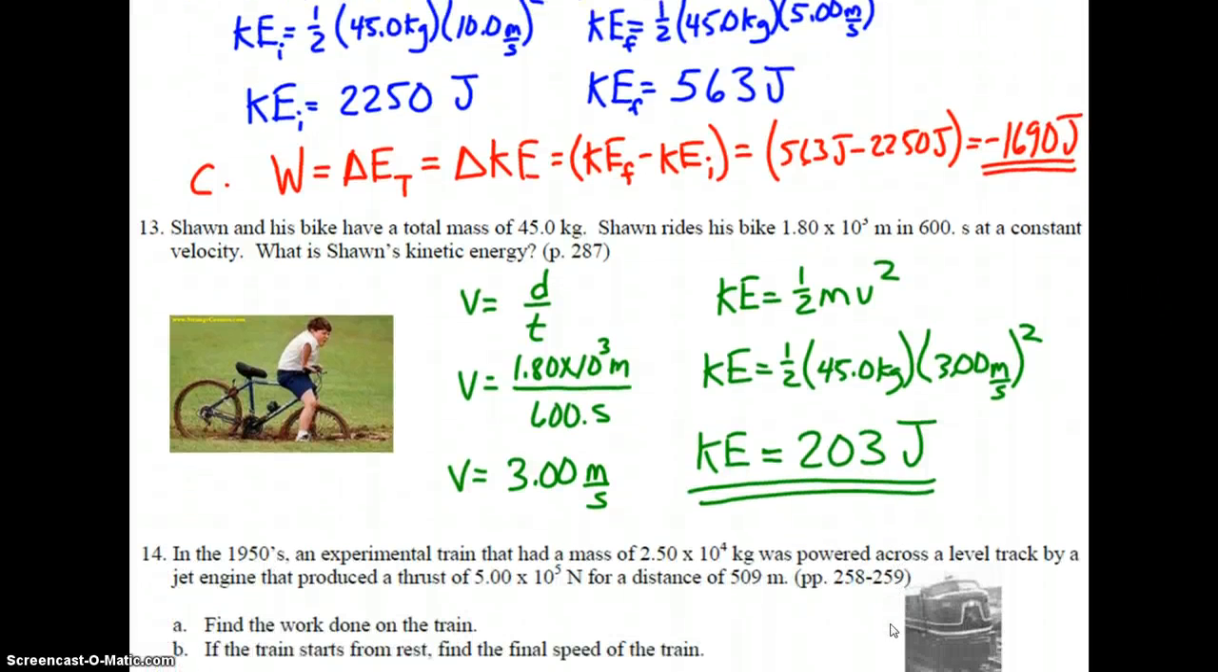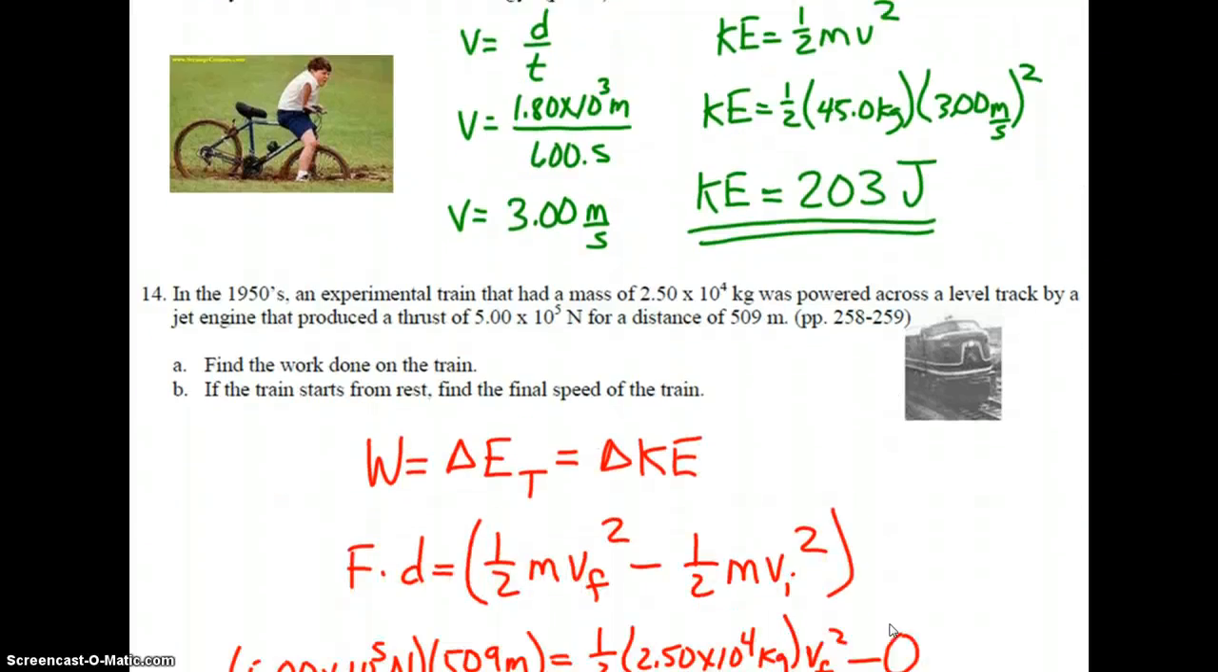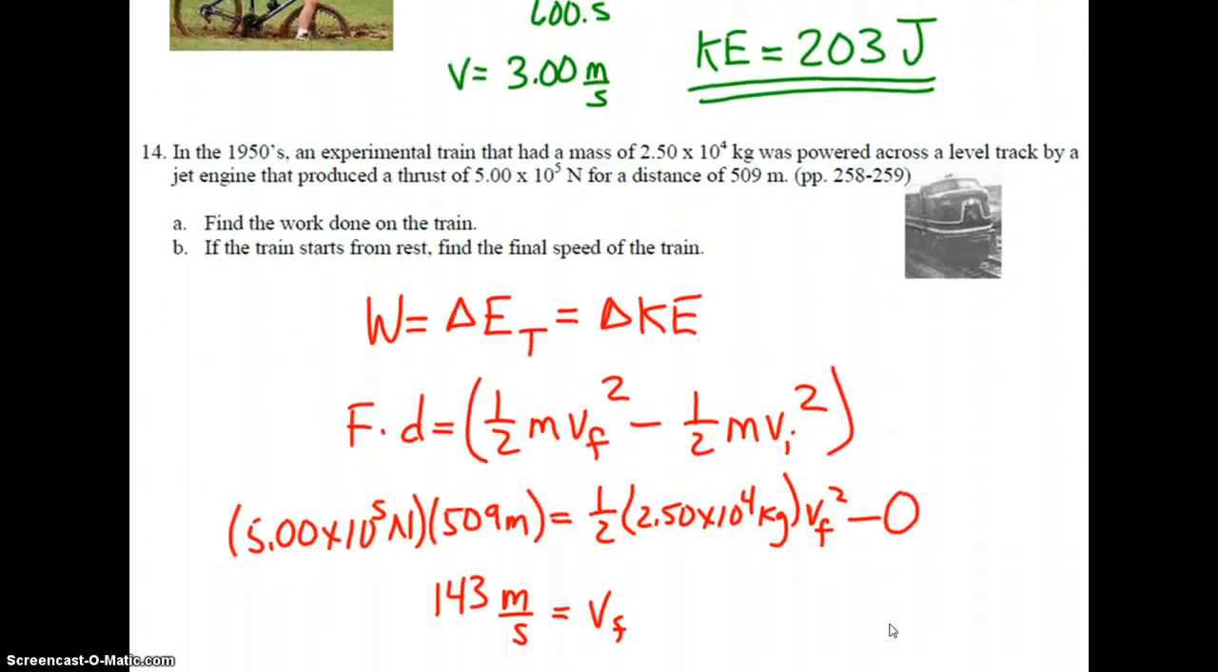Number 14. In the 1950s, an experimental train that had a mass of 2.5 times 10 to the fourth kilograms was powered across a level track by a jet engine that produced a thrust of 5 times 10 to the fifth newtons for a distance of 509 meters. Find the work done on the train, and if the train starts from rest, find the final speed of the train. I'm going to combine this in one complete solution here.